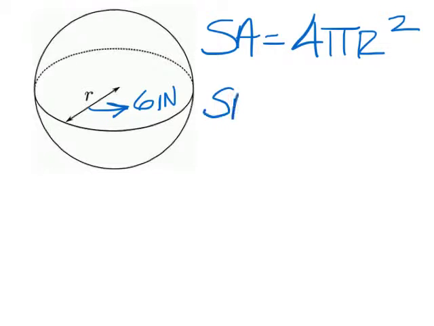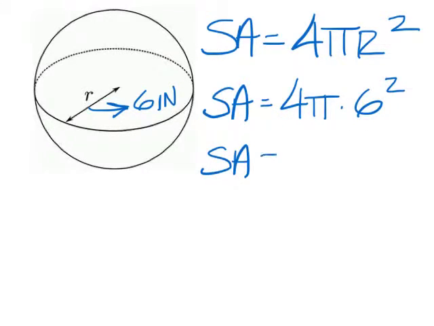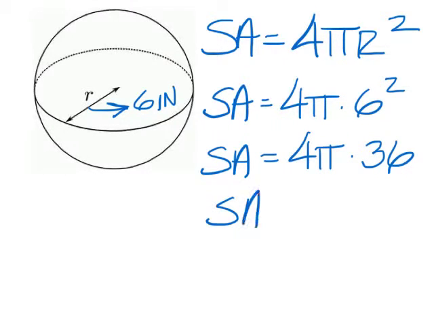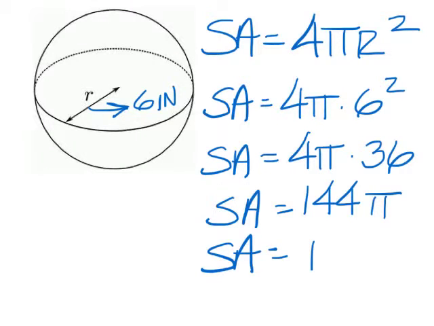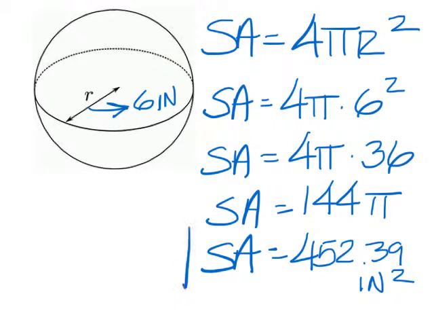So to find the surface area, you would do 4 times pi and then times 6 squared. That's the same as 4 pi times 36. And you can simplify it even further as 144 pi. And then put that in your calculator to come up with 452.39 inches squared.